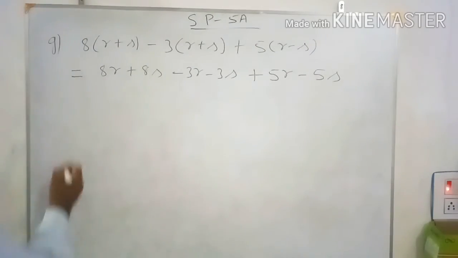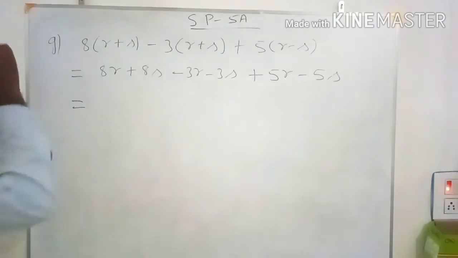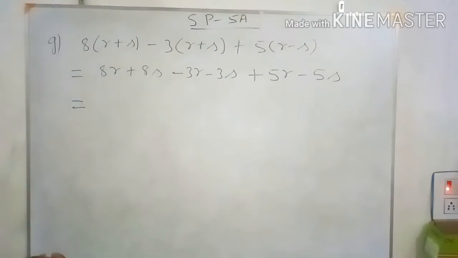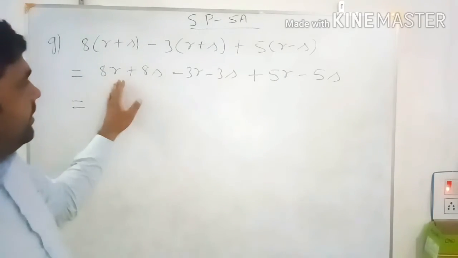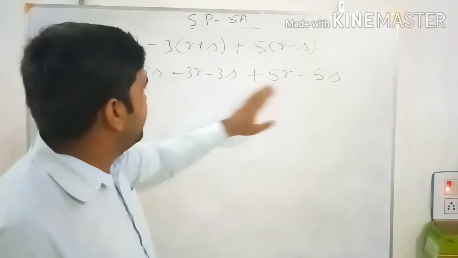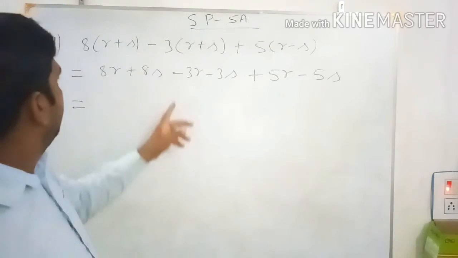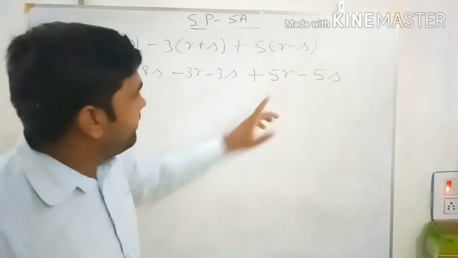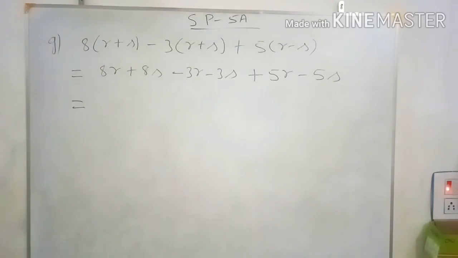Now we add all the like terms. So in this expression, what are the like terms here? You will find 8r, minus 3r and 5r are the like terms. 8s, minus 3s and minus 5s are the like terms. So we can make a group of the like terms. Now in this expression, see how we can write the like terms.